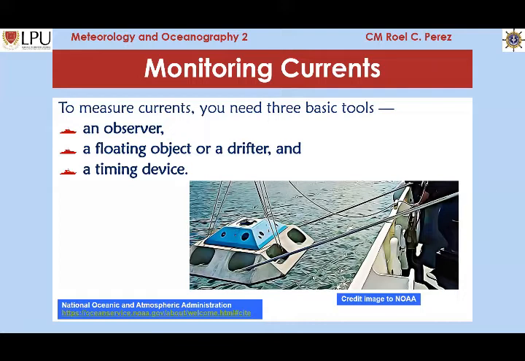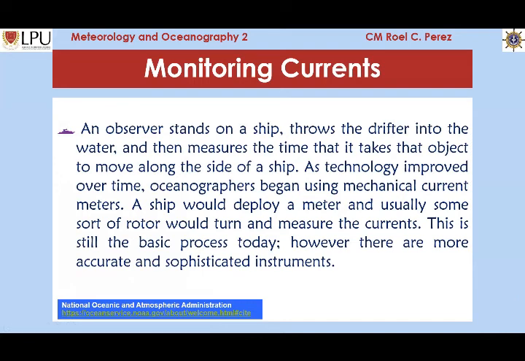So, monitoring currents. To measure currents, you need three basic tools: an observer, a floating object or a drifter, and a timing device. An observer stands on a ship, throws the drifter into the water, and then measures the time that it takes the object to move along the side of a ship.